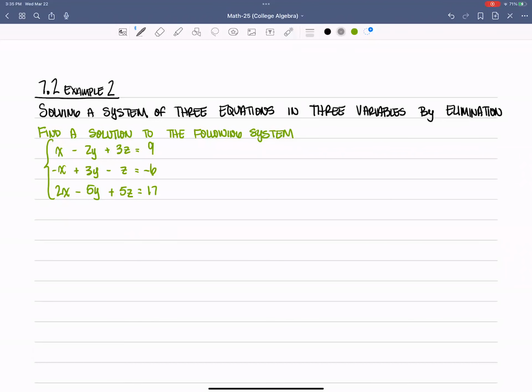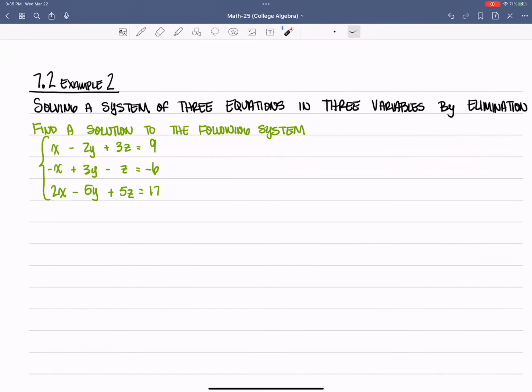Section 7.2, example 2, solving a system of 3 equations and 3 variables by elimination. Find a solution to the following system. So just like before, what we want to do is add equations together so that we eliminate one of the variables. But this time we have 3.